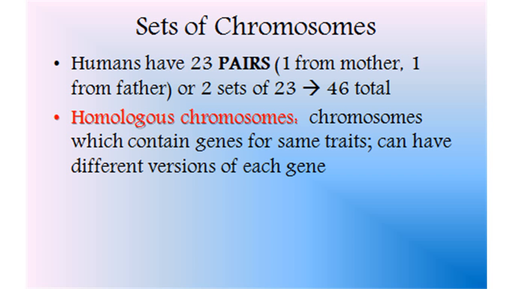You get one out of each pair of homologous chromosomes from your mother and one from your father. And while these have genes for the same traits, they can have different versions of that gene. For example, if you have a gene for eye color, you could get a version for brown eye color from your father and blue eye color from your mother. But they're still genes for the same trait, and they would be located on the same chromosome in the same location for each of those two chromosomes.